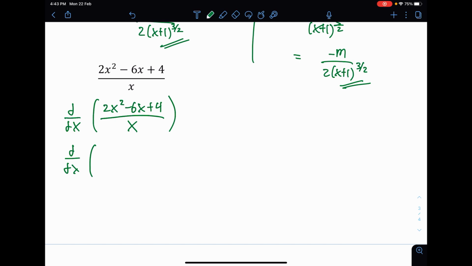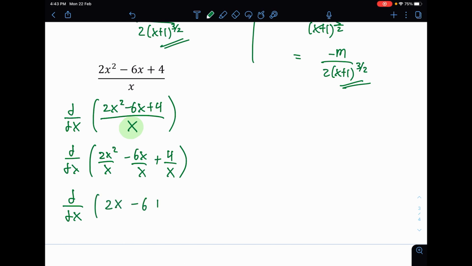Now I'm not going to do a quotient rule here. Take a look. 2x squared over x, I can actually separate them: 6x over x, and then 4 over x. This is a trick so that you don't need to actually do quotient rule. It's only applicable if you can do long division, or when the denominator is just a single unit, a value x here. So it's nice to just split them. Simplify, I'll get 2x squared over x, which is 2x, minus 6, plus 4x to the power of negative 1.